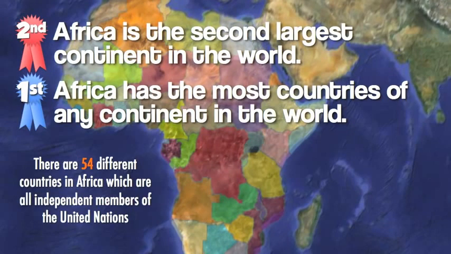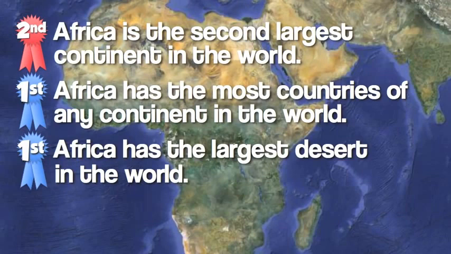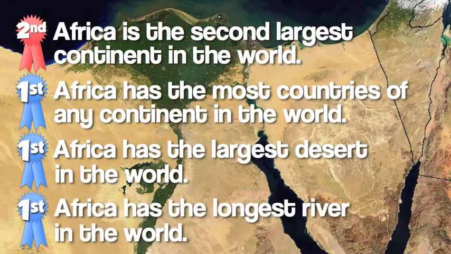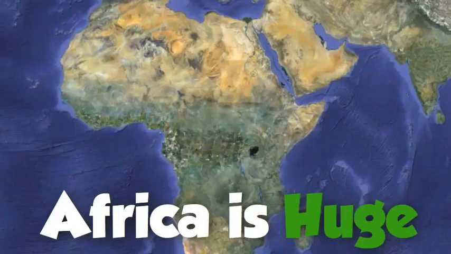Africa also boasts the largest desert in the world. We're talking about the Sahara Desert. But Africa has many other deserts like the one that's shown in this satellite image here. Africa also has the largest river in the world, the Nile River. So there's lots of different ways to measure it, but no matter how you look at it, Africa is huge.